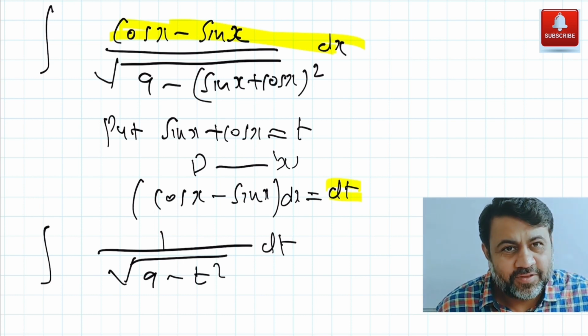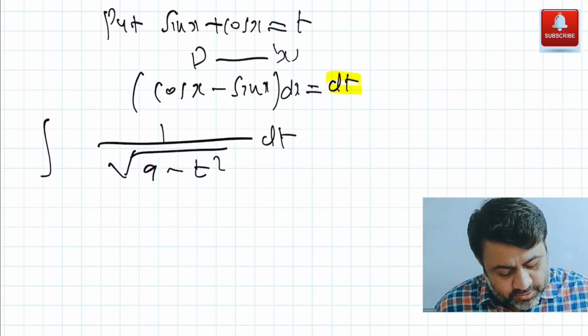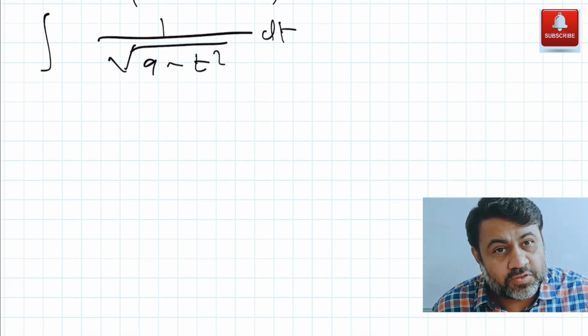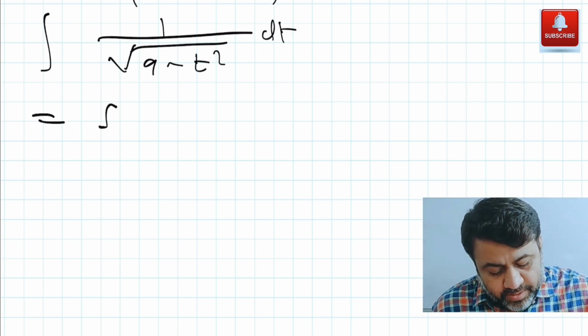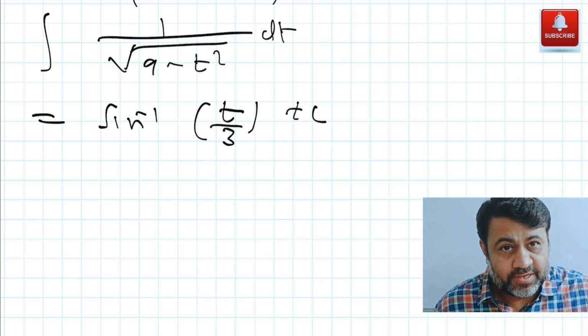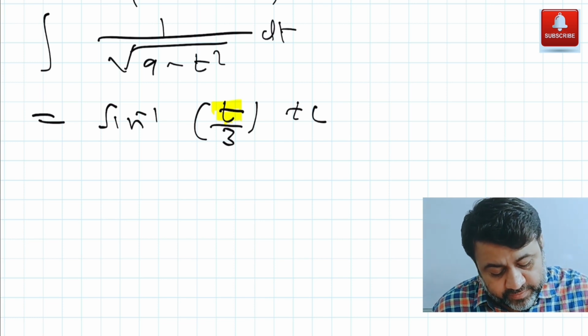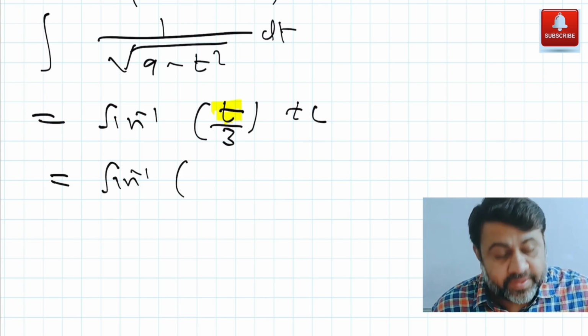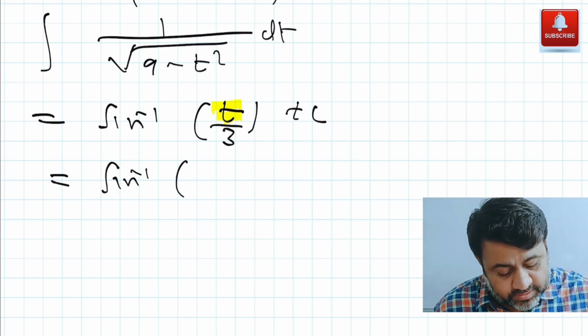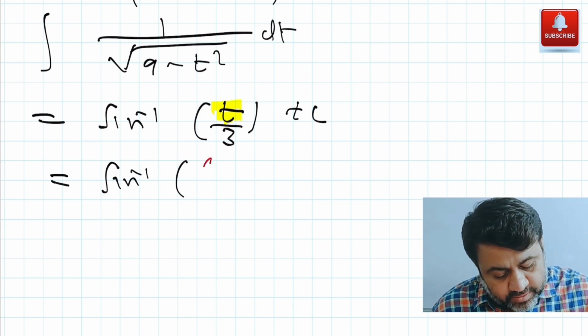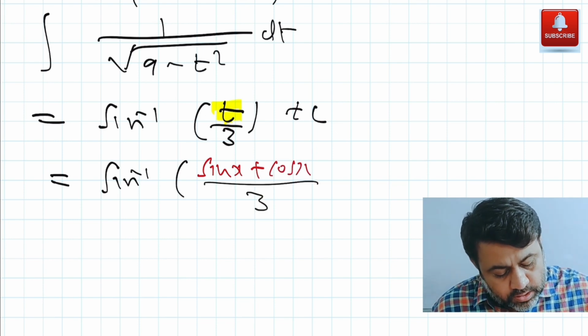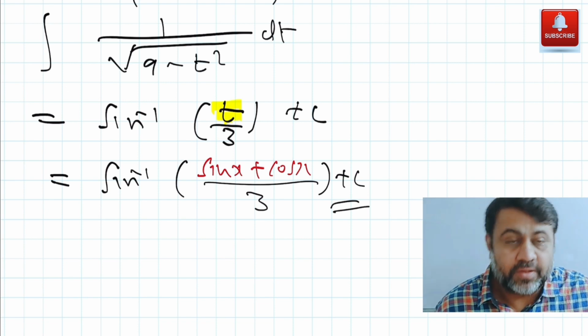Apply the formula 1 by... ठीक है, ये constant minus variable आ गया. So what is the 1 by under root constant minus variable formula? We just simply apply the formula, we get sin inverse of t by 3 plus c. Last step, don't forget to substitute the value of t. What is the value of t? हमने क्या किया था यहाँ पे? Value of t was sin x plus cos x, right? So I'm just going to write the value of t here. Last step में sin x plus cos x, everything by 3 plus c, and that's my answer.